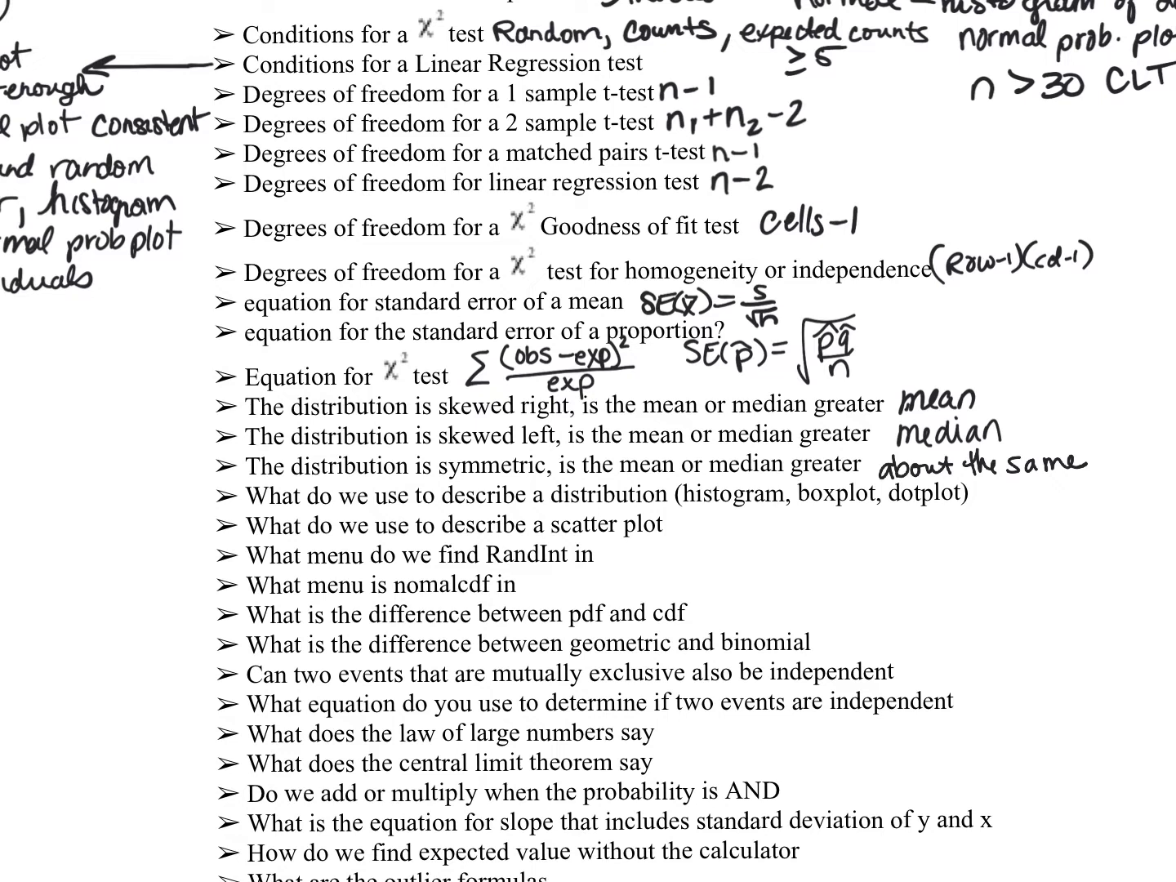When we are asked to describe a distribution, which is a histogram, a box plot, a dot plot, a stem plot, what do we describe? Yeah, shape, outlier, center, spread. What do we describe with the scatter plot? Direction, form, scatter, outlier.